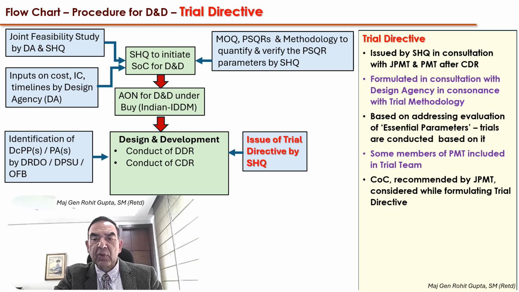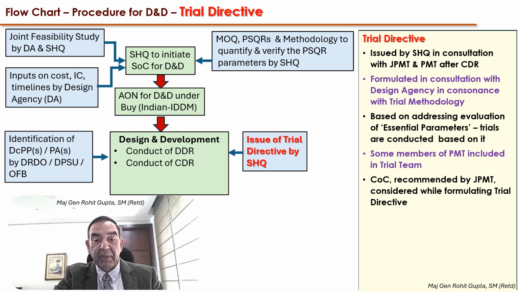by the SHQ in consultation with the JPMT and the PMT, and issue is only after the CDR, that is the critical design review, and the designing has been carried out. It is also formulated in consultation with the design agency concerned, and it is always in consonance with the trial methodology, which was included in the statement of case when the EON was taken. The trial directive focuses on evaluating essential parameters, and trials basically are conducted based on it.